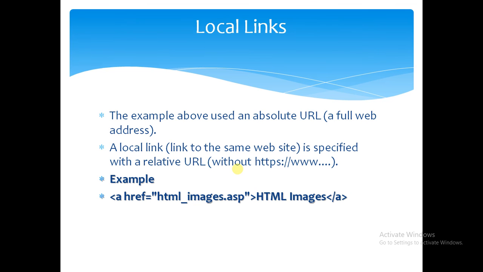There are two types of links. First, we define the absolute links. The example above uses an absolute URL, a full href address. It means that we write any URL, and whenever we click on the text or image, we switch to that specific URL of the web page or any pages.